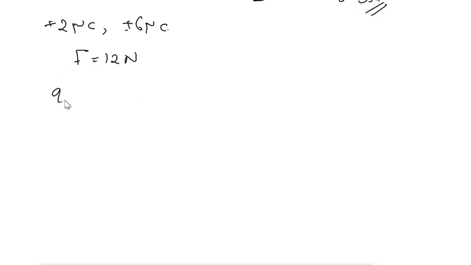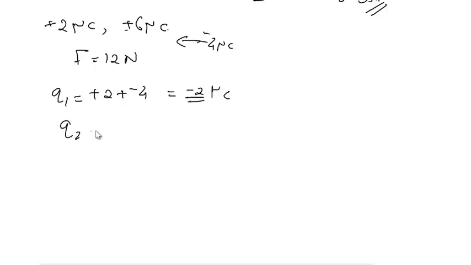Here the first charge: we are giving an additional charge of minus 4 microcoulomb to each one. So plus 2, along with that I am adding minus 4, so together it is minus 2 microcoulomb. And the second charge became 6 plus minus 4, so together it became 2 microcoulomb. What will be the new force? We need to find out, right?